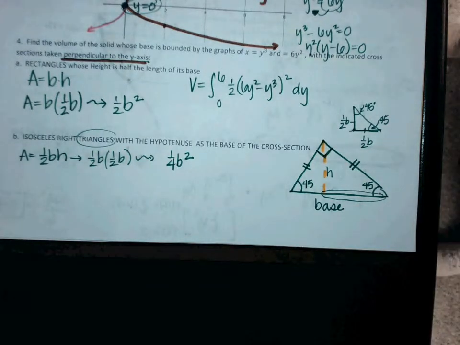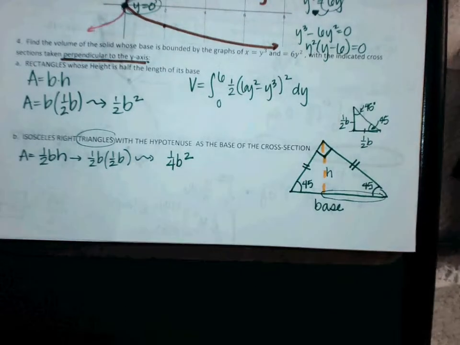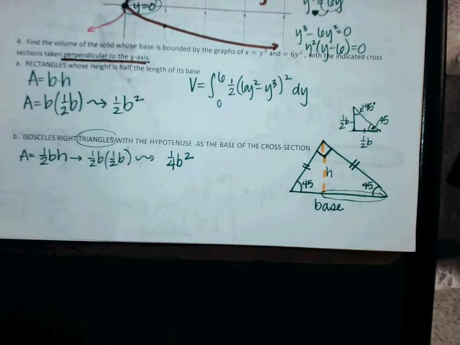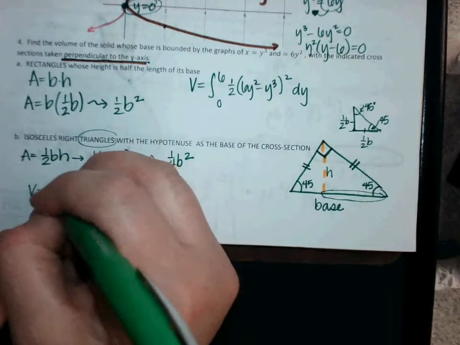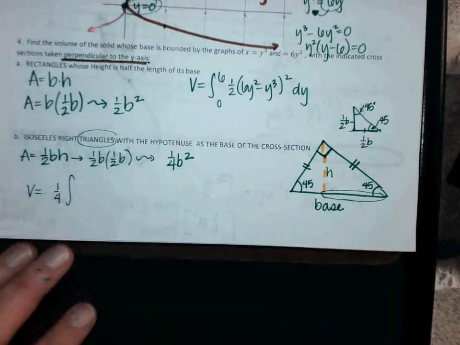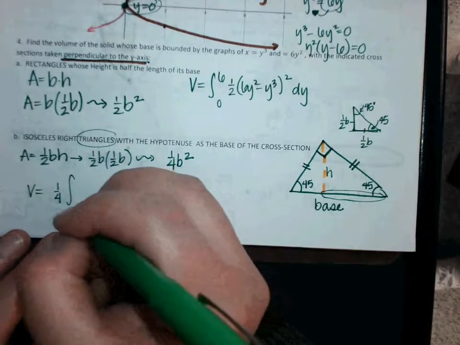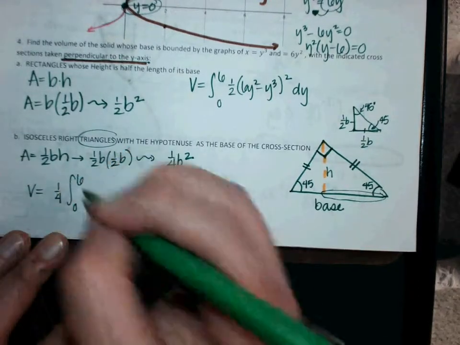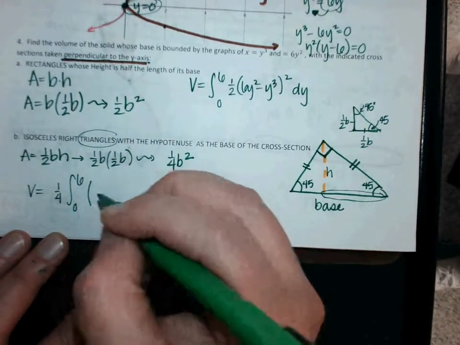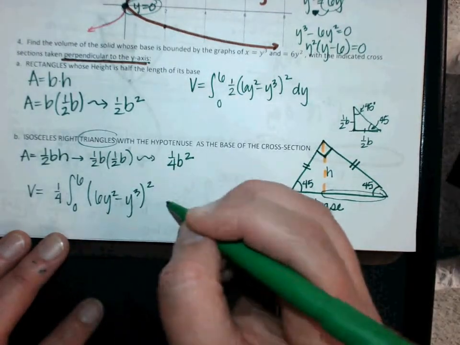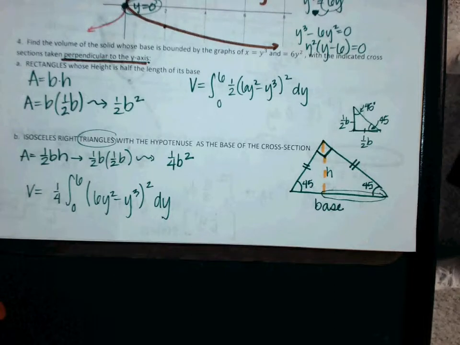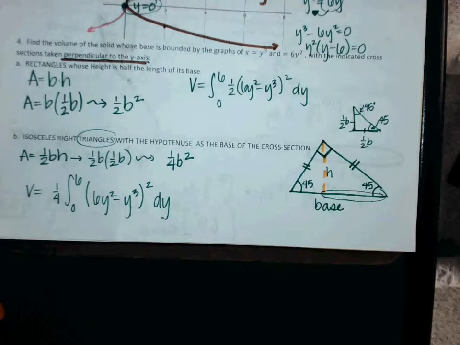Alright, so from there, we know area, we need volume, so we integrate it. So it would be volume equals, I'm going to put the fourth on the outside this time. And then it'll be from 0 to 6. And then my base, 6y squared minus y cubed squared dy. Make sense? Okay. Alright, go up to number 3 now.